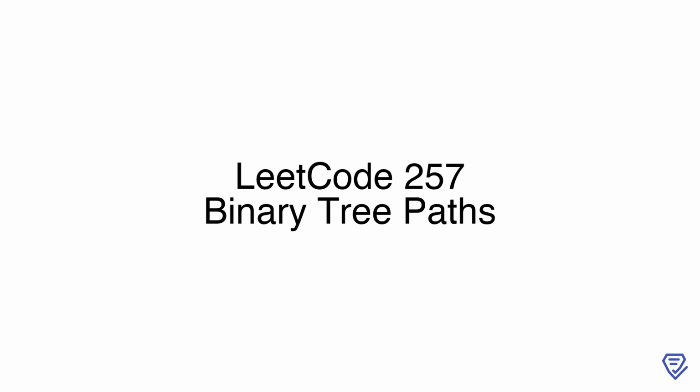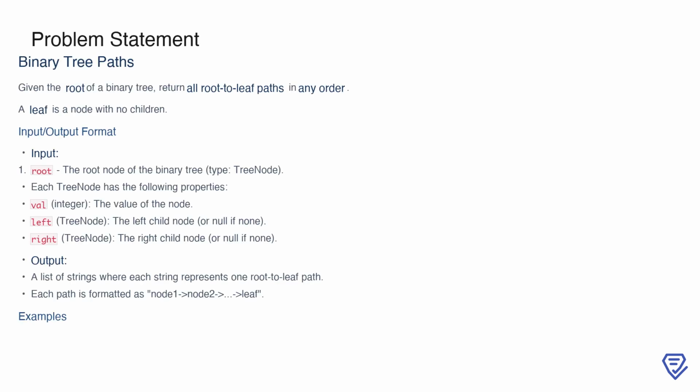Let's get started. In this problem, we're tasked with finding all root-to-leaf paths in a binary tree. A root-to-leaf path starts at the root node and ends at a leaf node, where a leaf node is defined as a node with no children. The paths can be returned in any order.